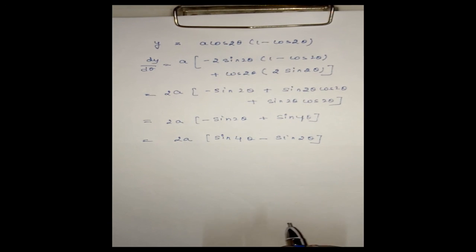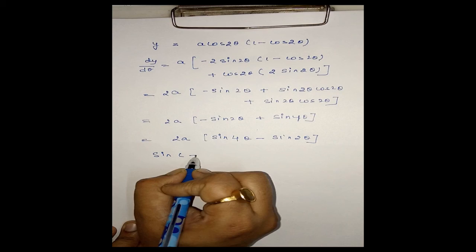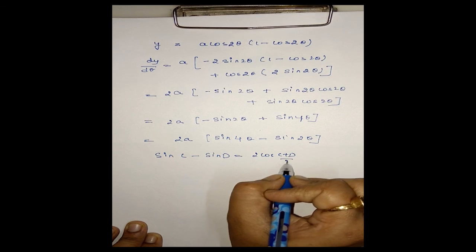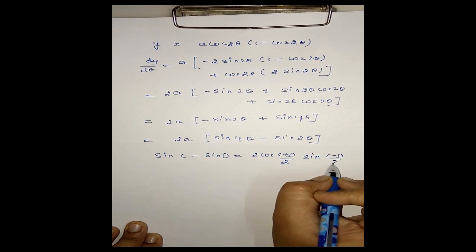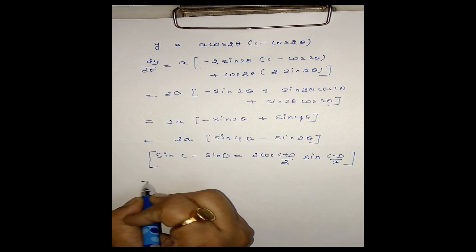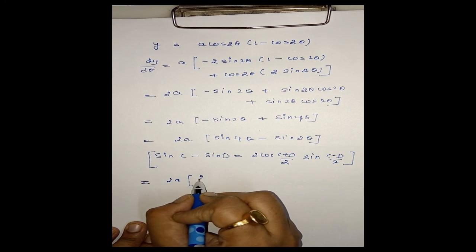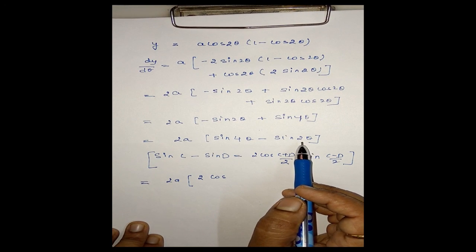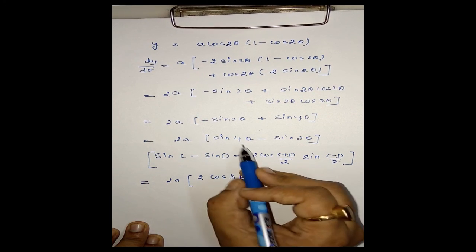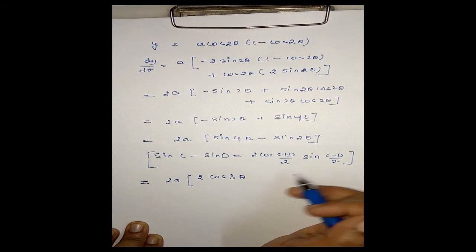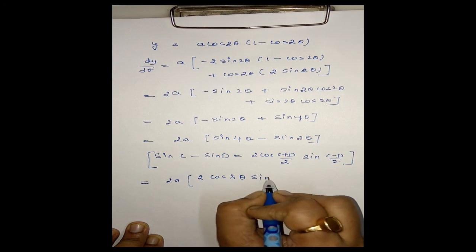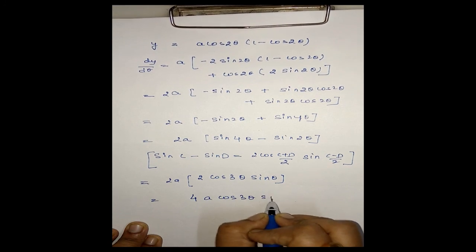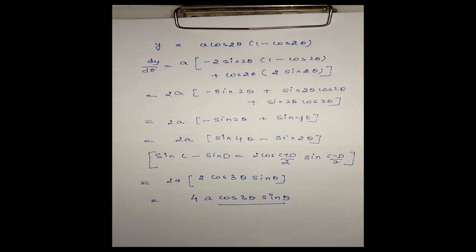Now again we are using the trigonometry formula of sin c minus sin d, which is equal to 2 cos (c plus d by 2) into sin (c minus d by 2). Applying this formula, 2a into 2 cos (4 theta plus 2 theta, that is 6 theta by 2, 3 theta) into sin (4 theta minus 2 theta, 2 theta by 2, that is sin theta). That means this is equal to 4a cos 3 theta into sin theta. This is my dy by d theta.